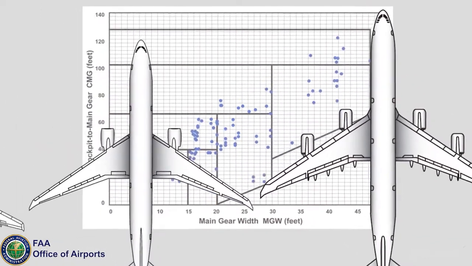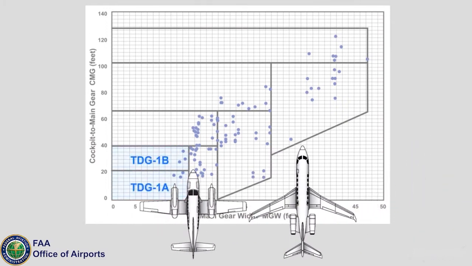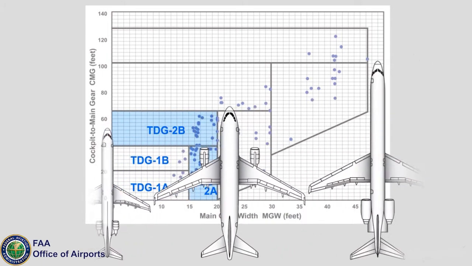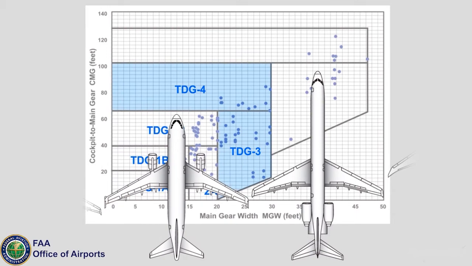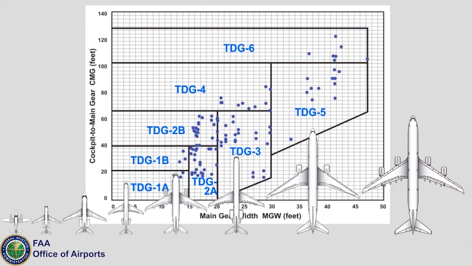Based on these groupings of similar aircraft, the FAA established 8 distinct TDG groups. These groups include TDG 1A and 1B, 2A and 2B, 3 and 4, and 5 and 6. These 6 TDG groups incorporate all aircraft in the FAA database. Note that the FAA divided TDG groups 1 and 2 into subgroups 1A/1B and 2A/2B to optimize the amount of fillet pavement needed for these smaller aircraft categories.